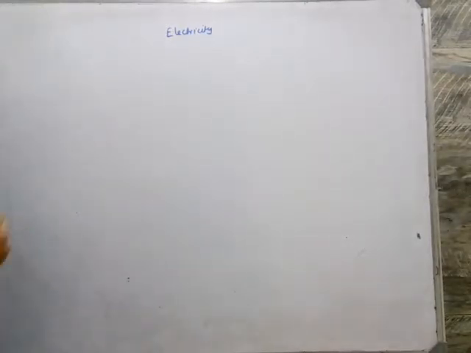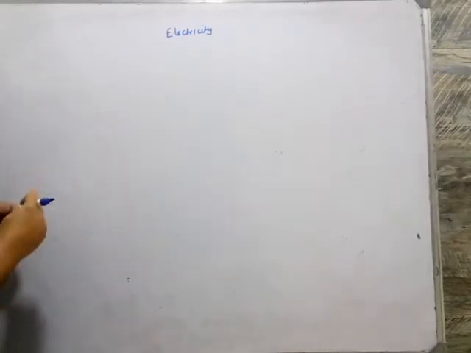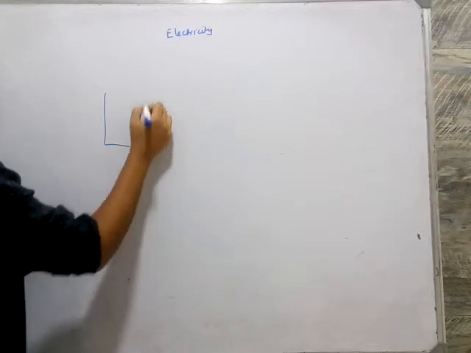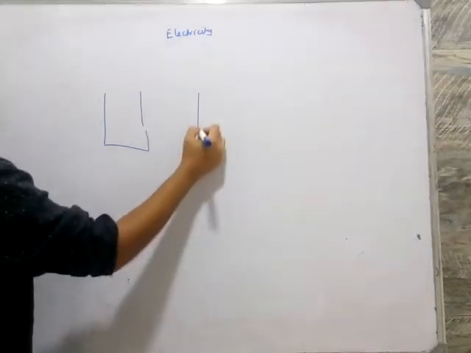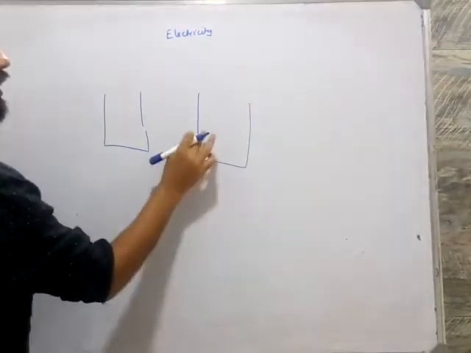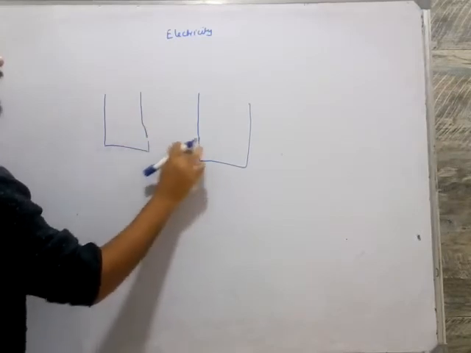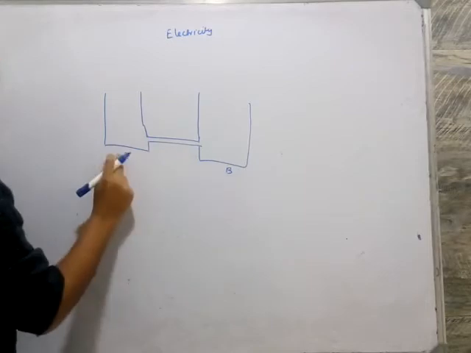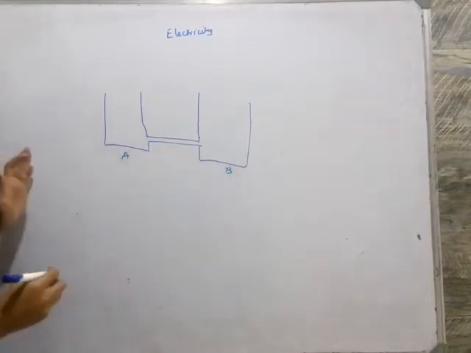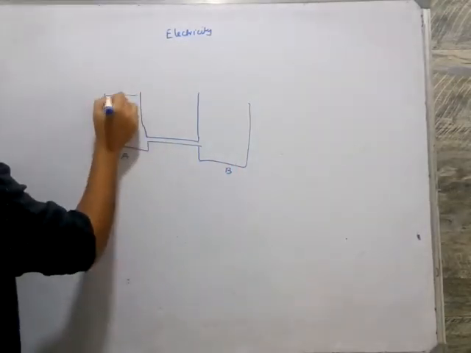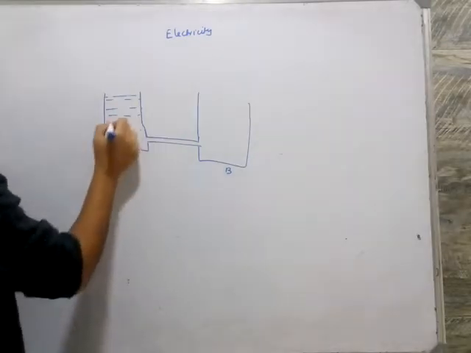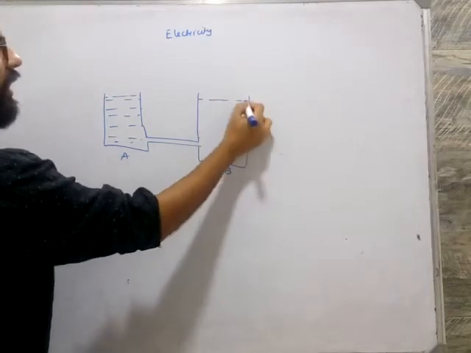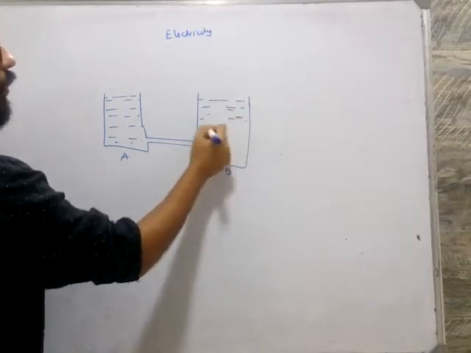We will study that now. To understand what is potential difference, I'll take an analogy. If I take two tanks, this is my tank 1 and this is my tank 2, tank B. Now I'll connect these two tanks with a tube. I'll fill this tank up to this level, and I'll fill the other to the same level with water.